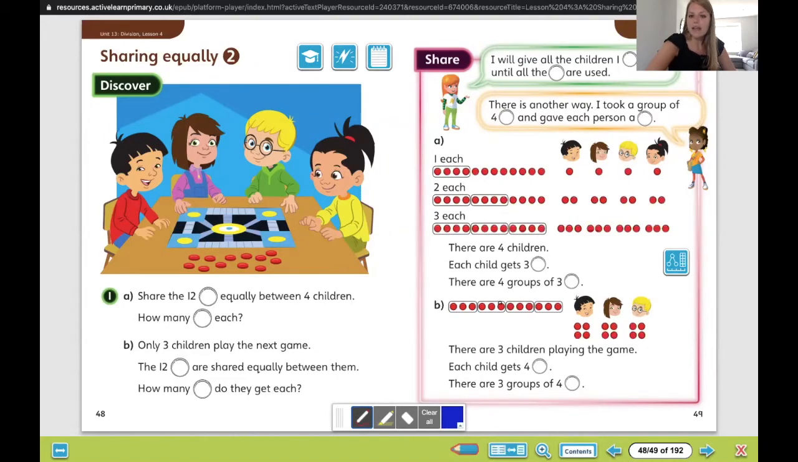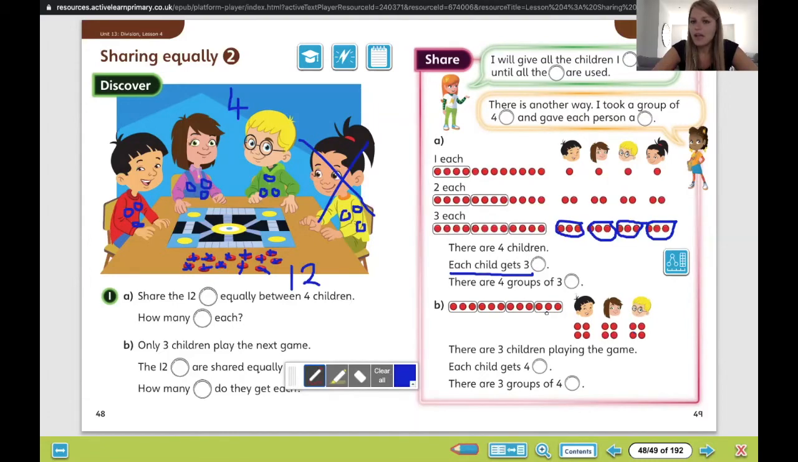And then when we look at the next group, it's the same. The first one for the boy, the second one for the girl, and the third one for the boy, and so on. So, how many groups of 3 are there? There are 1, 2, 3, 4. So each child gets 4 counters. There are 3 groups of 4. 1, 2, and 3.